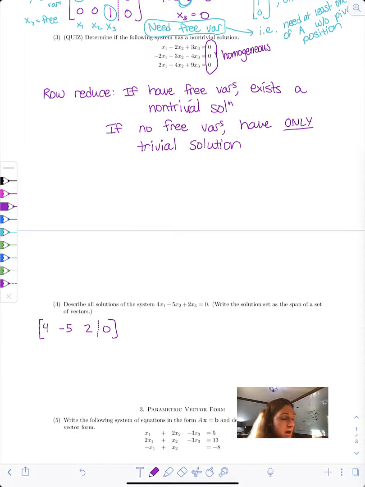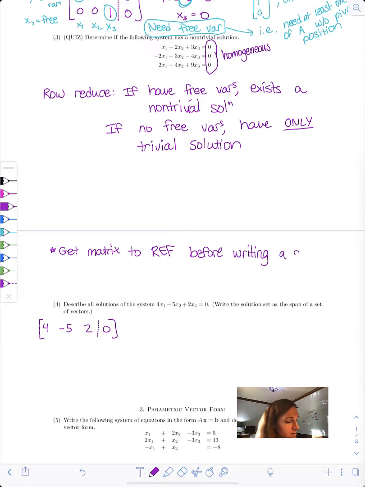in order to write the solutions, whether it says a span or what we'll see soon is in parametric vector form, either way, it's best to get our matrix to reduced echelon form before writing a solution. So reduced echelon form is most useful for writing solution sets. Echelon form is useful for knowing whether or not a solution exists. So this one's a pretty easy row reduction. We just take our first row and divide it by 4.